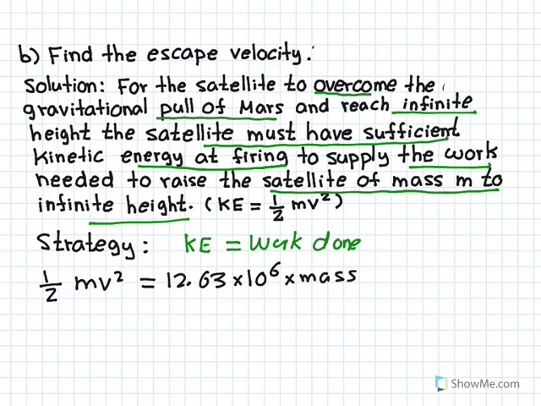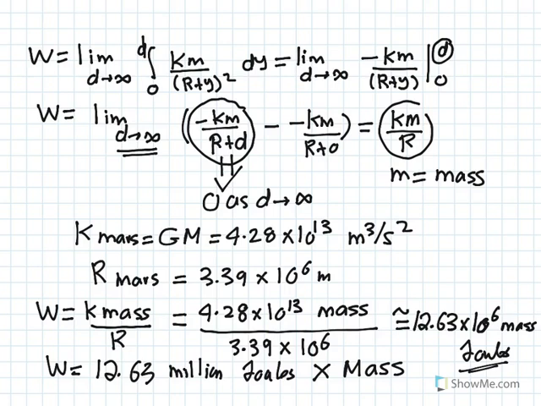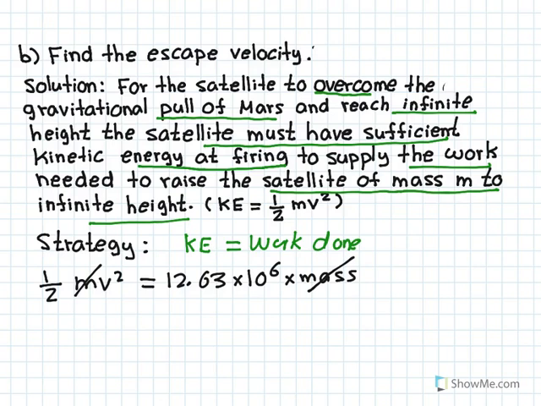Now something very interesting happens here. The mass of the satellite cancels. That means the escape velocity is independent of the mass. The work done to lift the satellite from ground level of the planet to infinite height depended on the mass, of course. You can see that here. It is 12.63 times 10 to the 6 times the mass of the satellite. But the escape velocity does not depend on the mass. So we're now going to solve for the escape velocity.